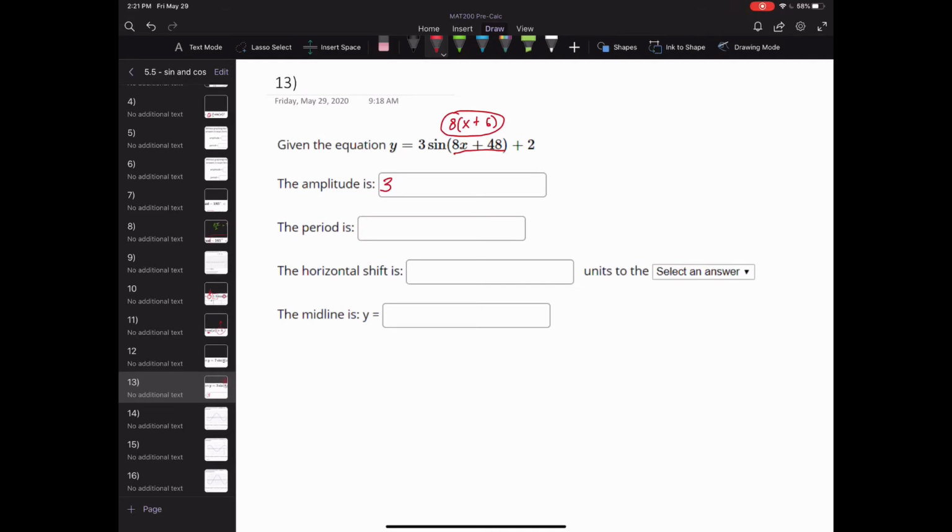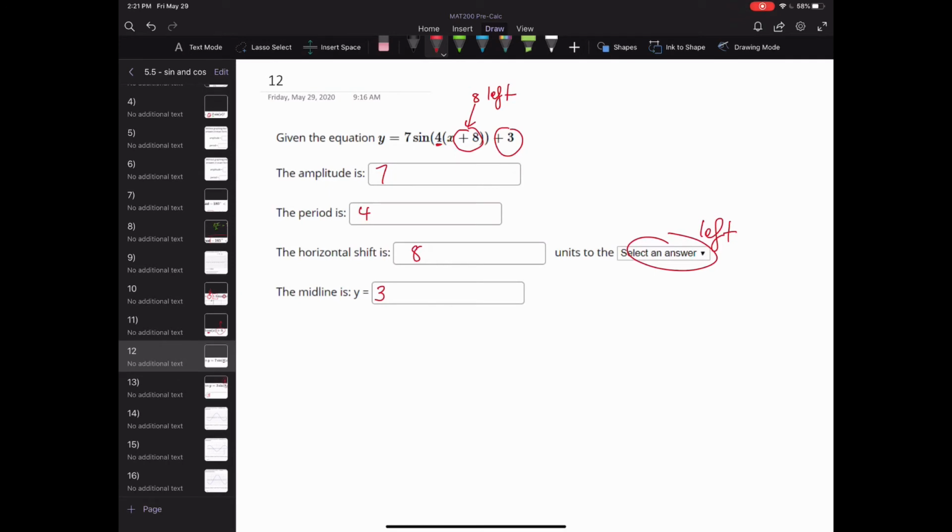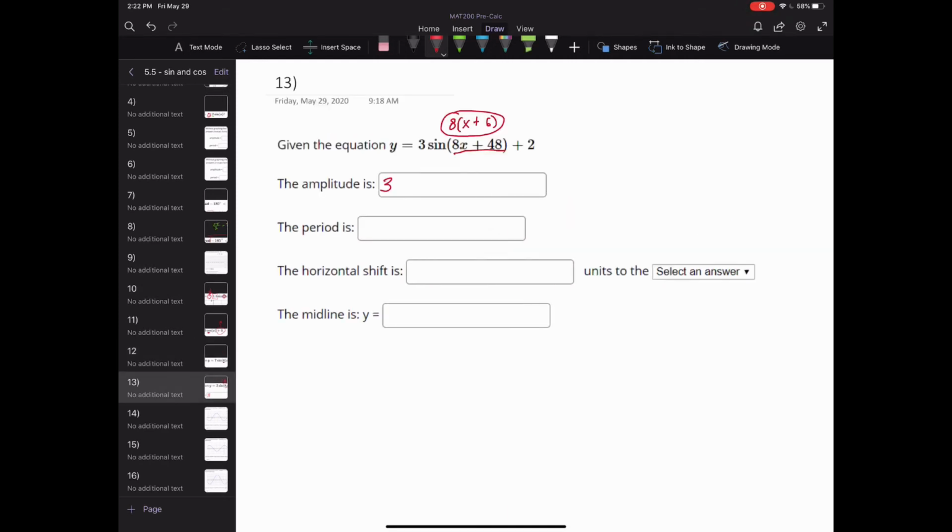Let me just see something. Did I make a mistake before? Yes, the period is not 4. Nobody corrected me. What's going on here? The period is 2 pi over 4. 2 and 2 is 1. 2 and 4 is 2. So the period is actually pi over 2. It's the same thing here. This is 2 pi over 8, and that works out to pi over 4. The horizontal shift is this number, but remember you do the opposite of that sign, so it is 6, not to the right, but to the left. And the midline is y equal 2.